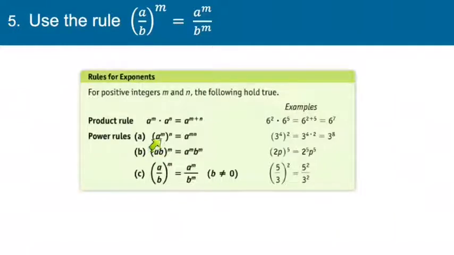For power rule A, we said that a power raised to a power means we can eliminate parentheses by multiplying the exponents together. If we have a product inside a pair of parentheses, we can apply the outside exponent to every factor inside the parentheses. And if we have a quotient inside parentheses, we can apply the exponent to both the top and the bottom as long as the denominator is not 0. So that's just where we've been in this section.